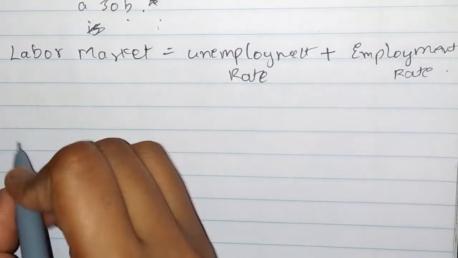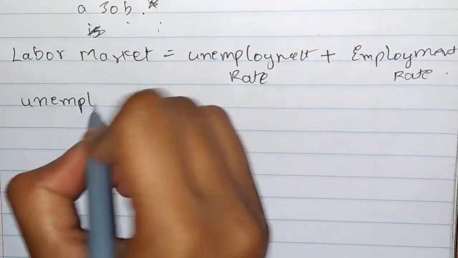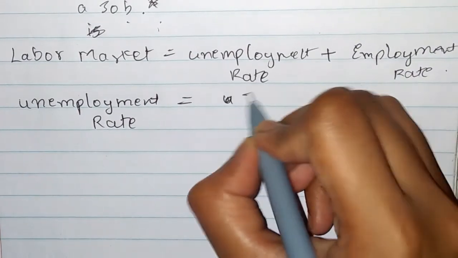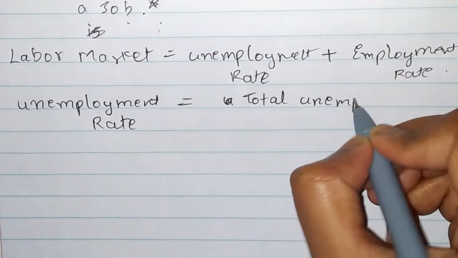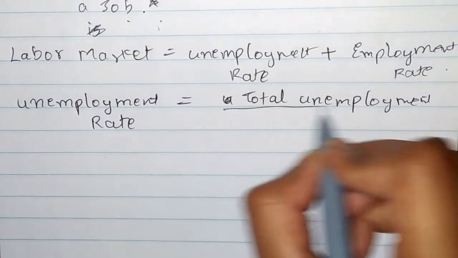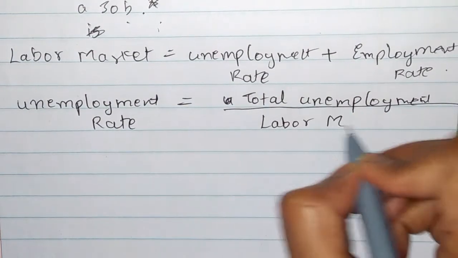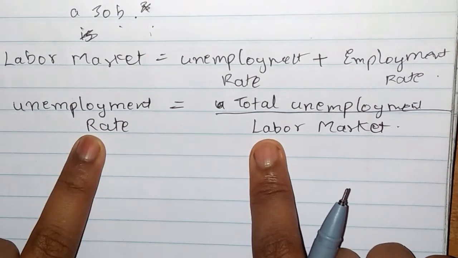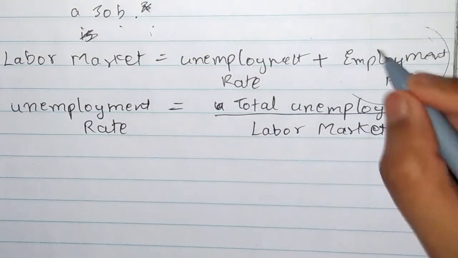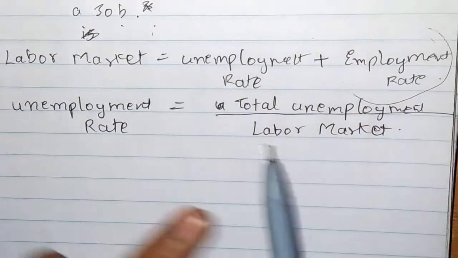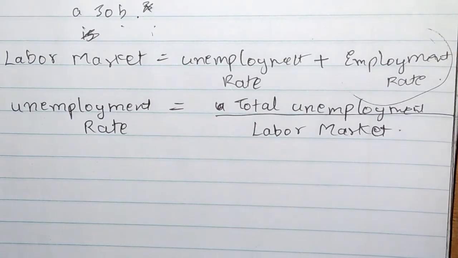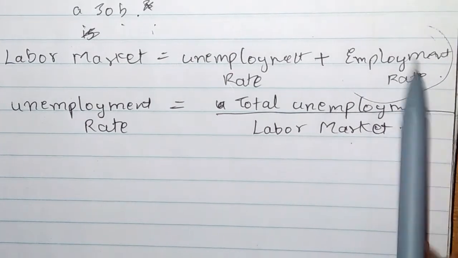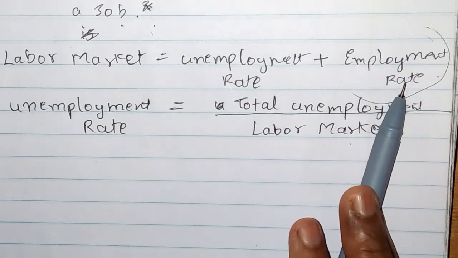So to find the unemployment rate of a country, we will use this formula: total unemployment upon labor market. This will be our formula to calculate the unemployment rate. And to find the employment rate, employment rate is equal to total employment upon labor market. That's how you find your employment rate.